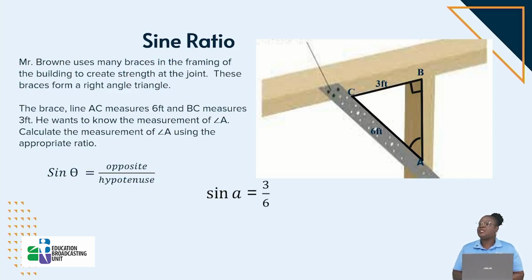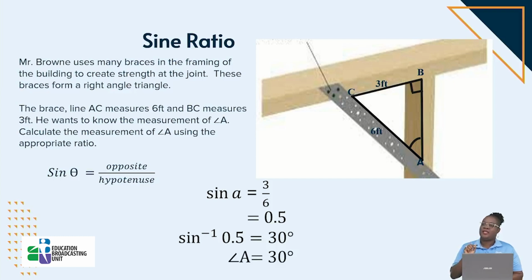The sine of the angle is our opposite divided by our hypotenuse, that is 3 divided by 6, which is 0.5. Then to find the angle, remember that inverse that I was telling you about, we're going to be using the inverse of the sine rule. On some calculators, you will have to use shift and the sine. Then you will get the inverse. So the inverse of 0.5 is 30 degrees. Therefore, angle A is equal to 30 degrees.